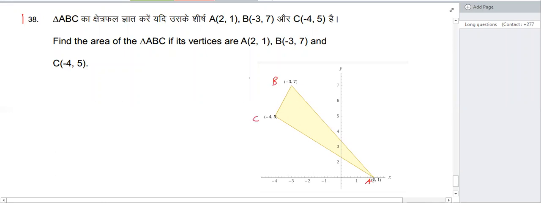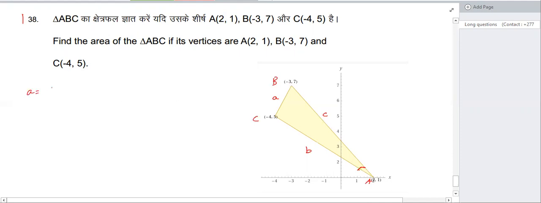Directly opposite A is the side a, B is here, and C is here. Now, the first thing we have to find is the angles, because these angles are not given. Remember, neither angle C nor angle B is given. Now, if we have to find the area of this triangle, we need to find the lengths of all the sides.